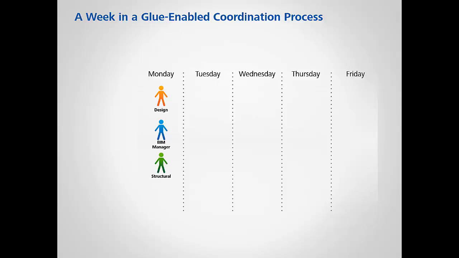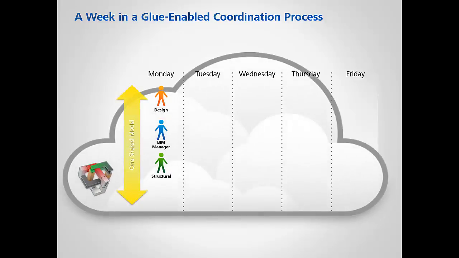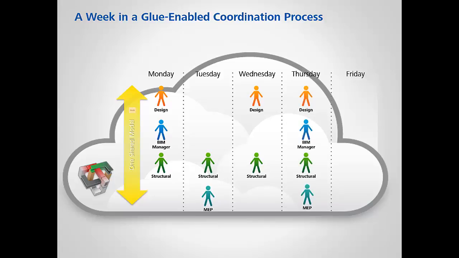Now let's look at what a week in a Glue-enabled coordination process might look like. Again, we have the same players, the designer, the BIM manager, the structural MEP, and so forth. But when we integrate it with a cloud-based model, a single shared model using Glue, now people have the freedom to do their clash detection and coordination on their own and start to update that model as they do it. So now we can see maybe that structural person is updating on Tuesday, Wednesday, and Thursday. MEP comes in on Tuesday and Thursday, design Wednesday and Thursday, whenever they're ready.